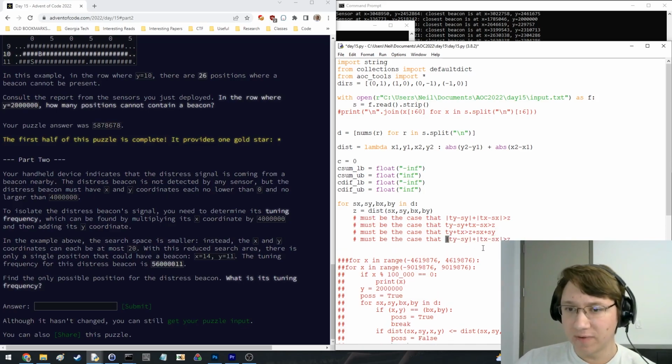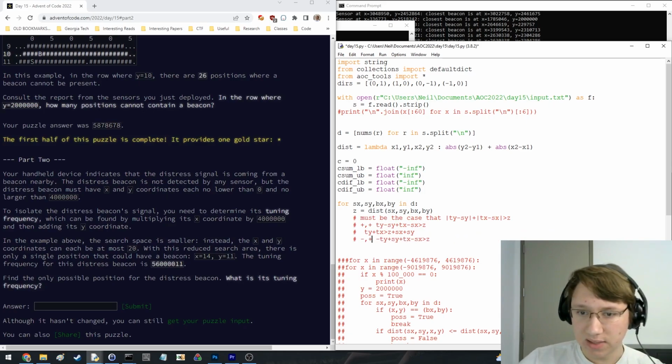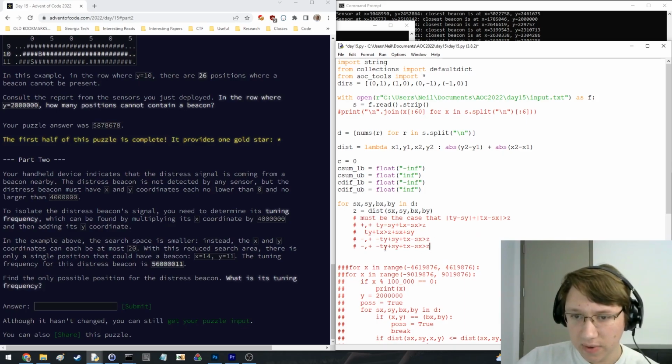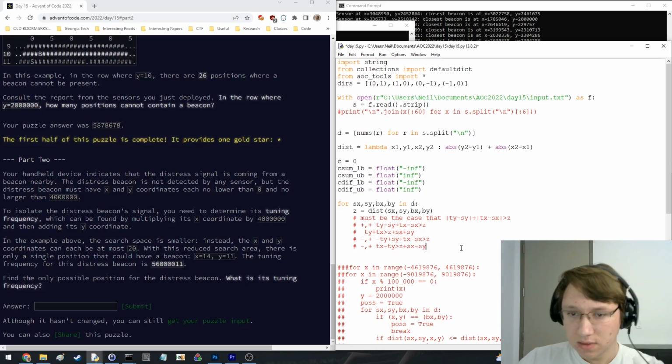That's when these are both already positive. When this one is negative, we learn this. And what does this tell us? So this is going to be plus plus, and we get this. This is going to be minus plus, and here we're going to get tx minus ty is greater than z plus sx minus sy. Okay.